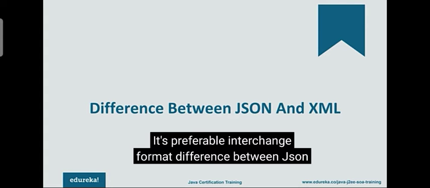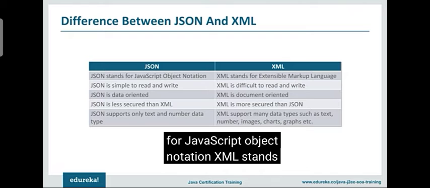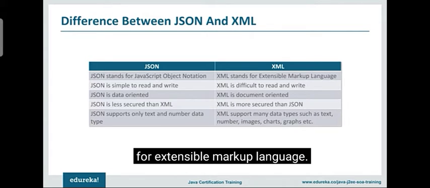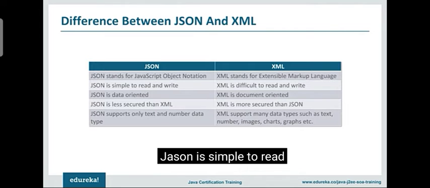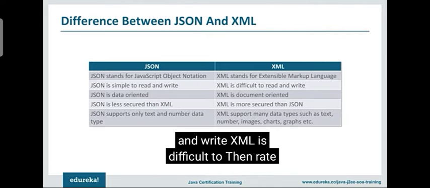Difference between JSON and XML. JSON stands for JavaScript Object Notation. XML stands for Extensible Markup Language. JSON is simple to read and write. XML is difficult to read and write.